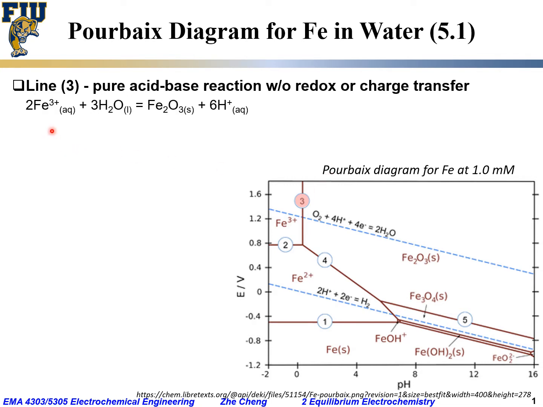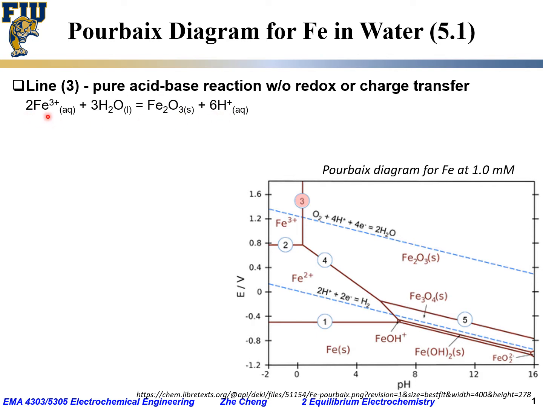Okay, so on the left side is Fe3+, and on the right side is Fe2O3, or ferric oxide. To write the reaction, we would have 2 Fe3+ combined with 3 H2O to form Fe2O3 and 6 H+. Okay, let's check the balance.